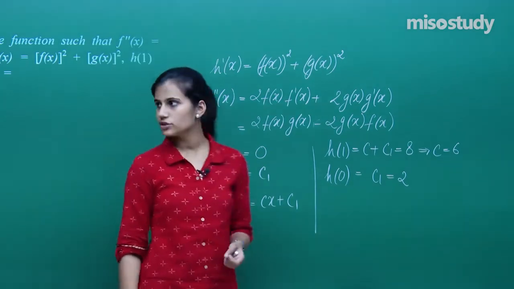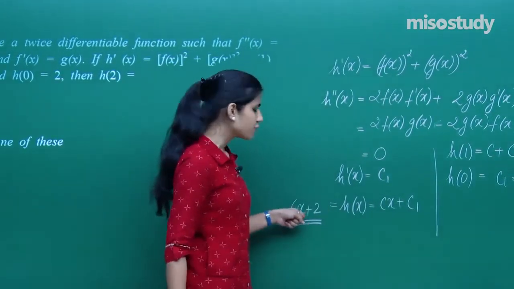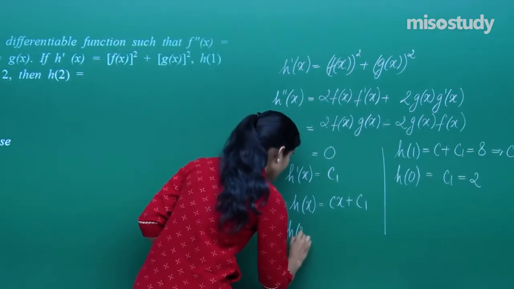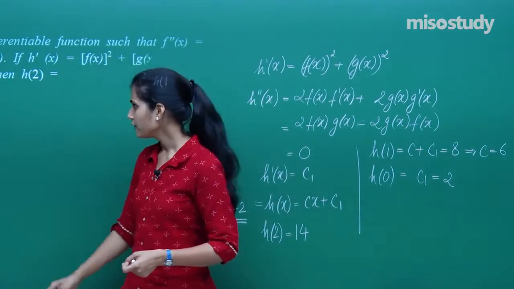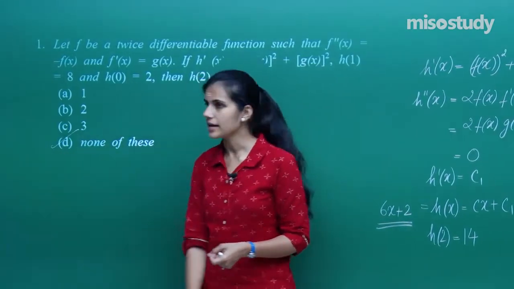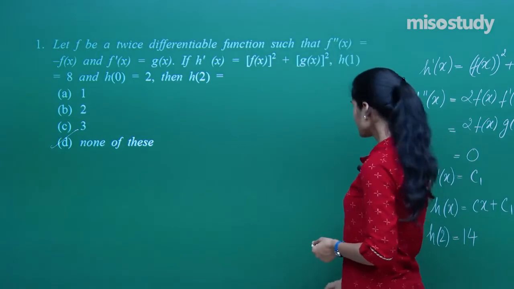The moment you have your function h, you want to compute h of 2. So in place of x, if you put 2, what do you get? You get 14. h of 2 comes out to be 14, and that 14 is nowhere in the first three options, so clearly none of these is my answer for the value of h of 2. Clear?